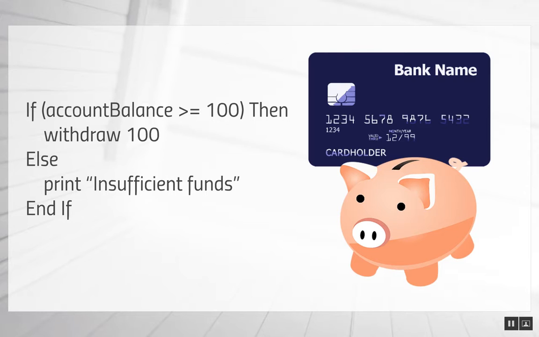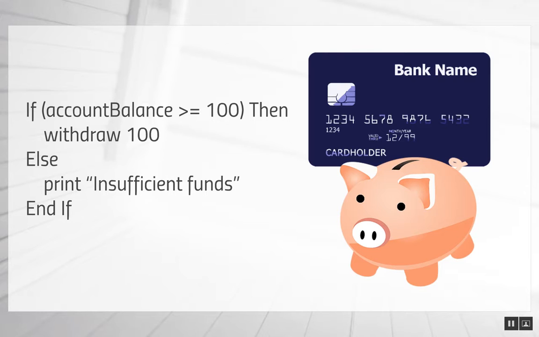It's the computer's way of asking a yes or no question. A Boolean has two values. It's either true or false. So the computer code might read something like if, and then inside parentheses, the condition, which is if account balance is greater than or equal to 100, then we can withdraw $100. Else, we have insufficient funds.